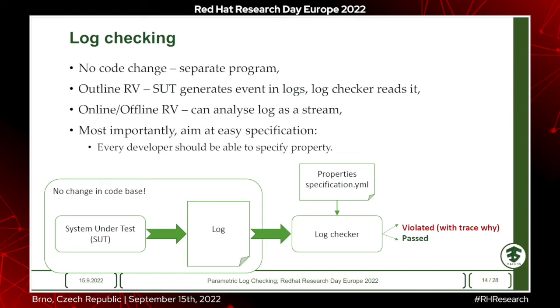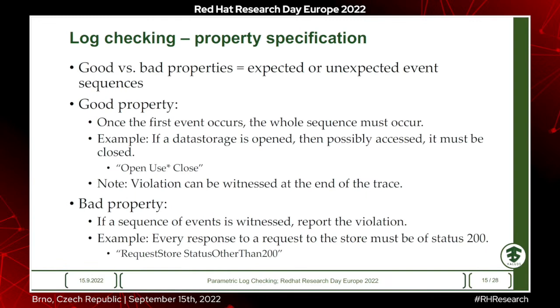So we have a log, the log of events, a trace of events, and those events somehow reveal the internal states of the running program. So we are asking the developers what those lines in the log really mean, what are the internal states of the program. And then we can transform it into the specification of the properties and just run our log checker.